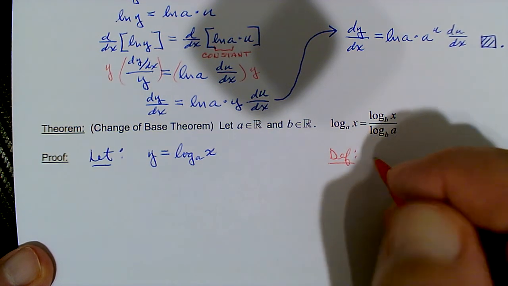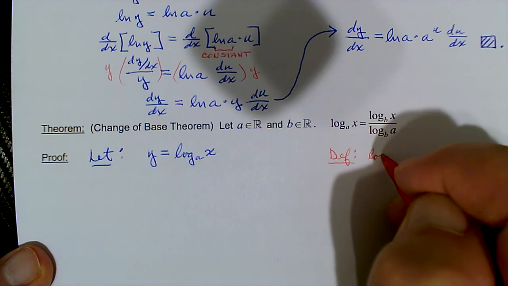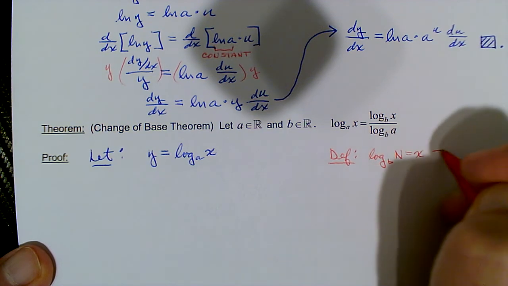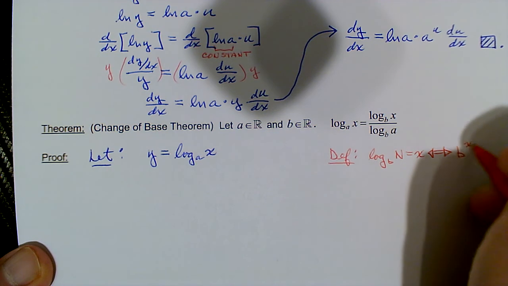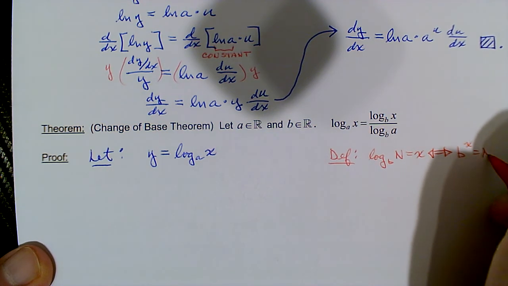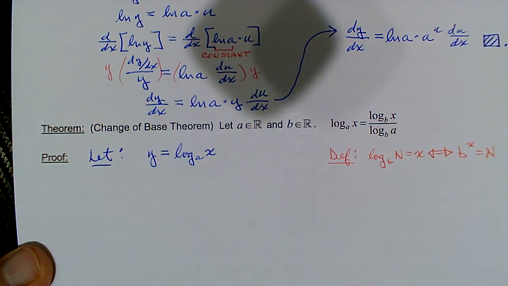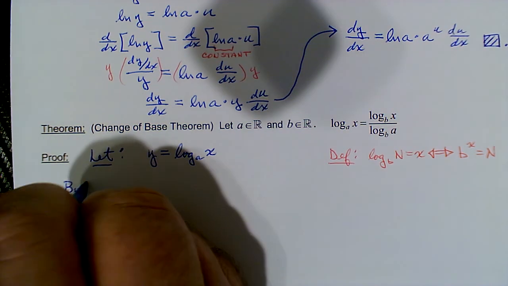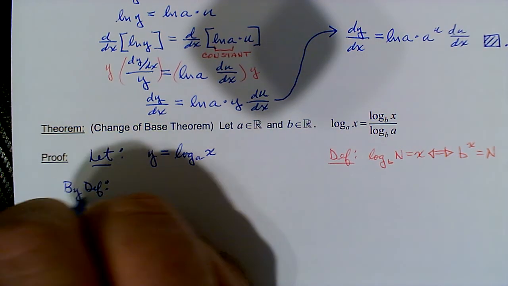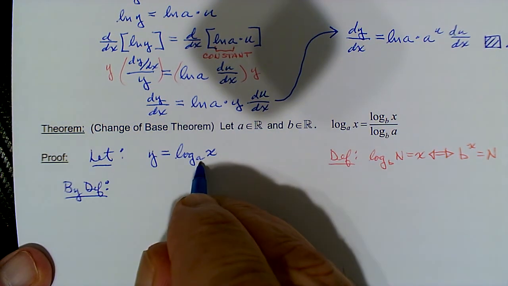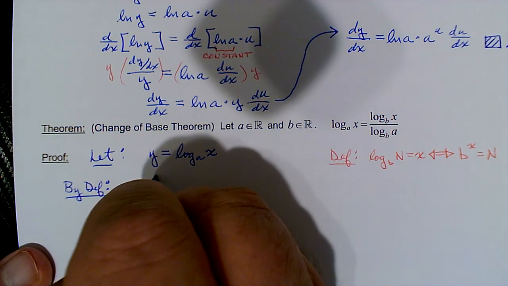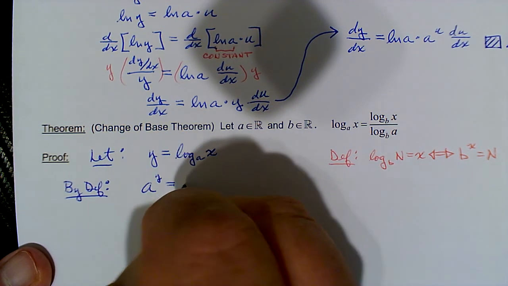We said log base b of n equals x if and only if you take the base b, raise it to the x power, and you get the number n. So by definition of logs, by that definition, we take the base, in this case a, raise it to the y power to get the number x.